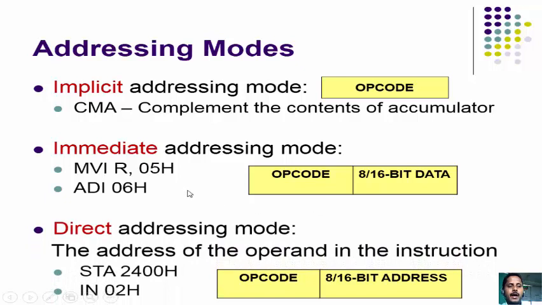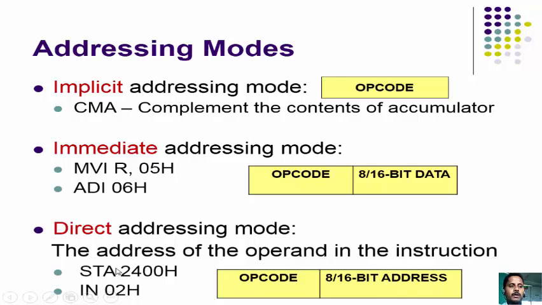Third one, that is direct addressing mode. So in this particular addressing mode, you will find the 8 bit or 16 bit address of the memory or IO device, or we can say 8 bit IO device port address or 16 bit memory address, and the size of the instruction is 2 byte or 3 byte. So address of the operand in the instruction.